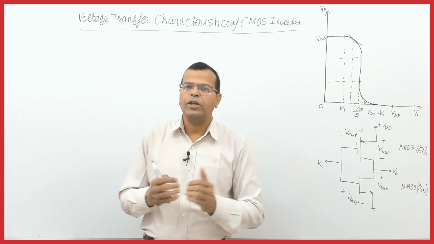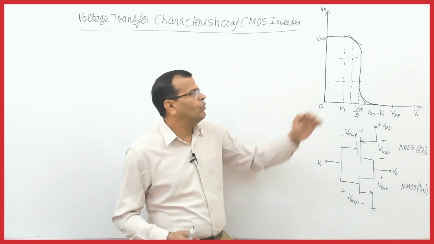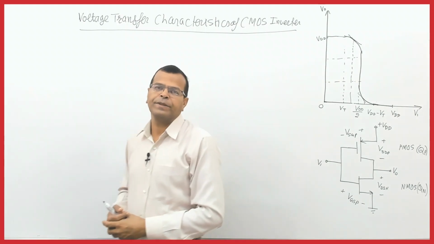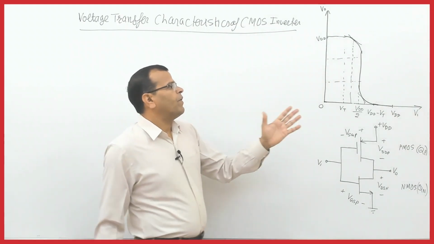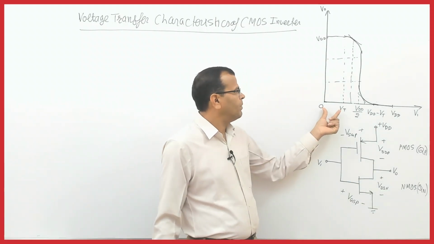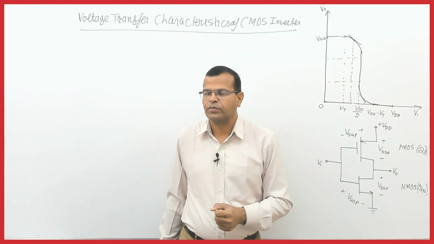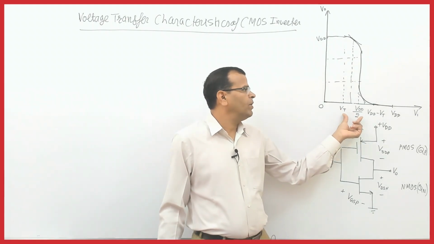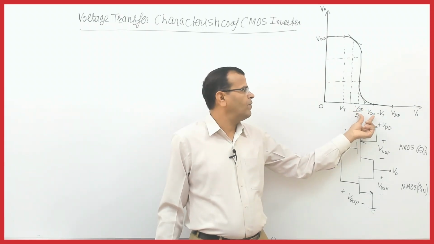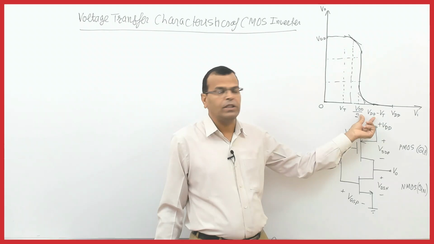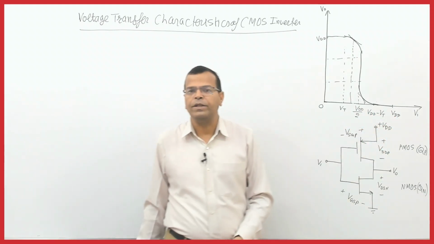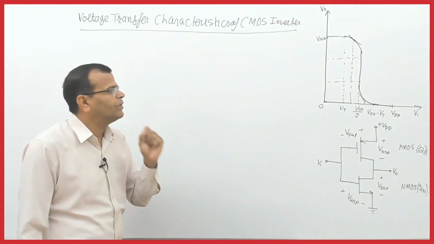When we vary the input voltage from 0 to VDD, we will see the corresponding variation in output voltage of the circuit. We will be dividing the range of input voltage into different segments. The first segment is 0 to threshold voltage. Second segment will be threshold to half of the supply voltage. Third segment, half of the supply voltage to VDD minus VT, and fourth segment will be VDD minus VT to VDD. But there is a set of assumptions here.